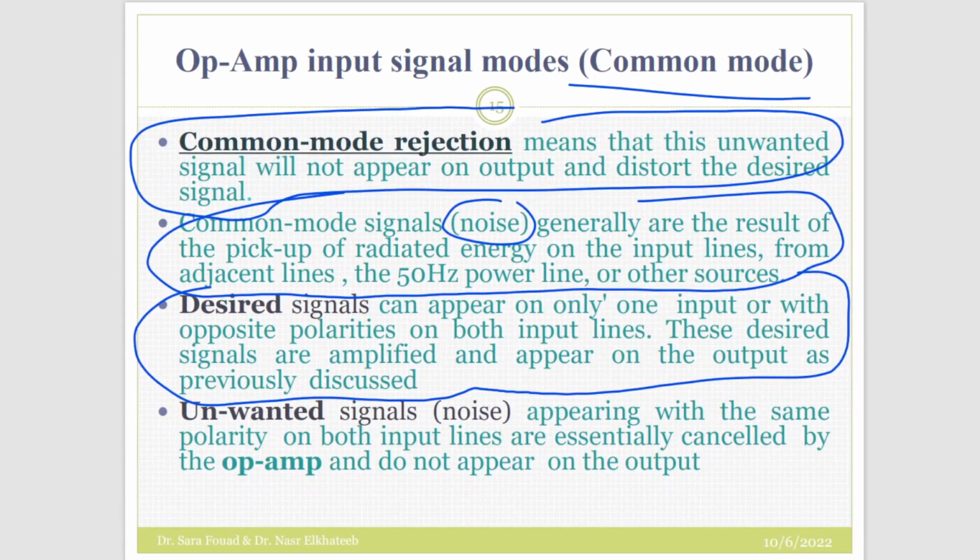The unwanted signals, also known as noise, appearing with the same polarity on both input lines are essentially cancelled by the op amp and do not appear on the output. So that means the unwanted signals are going to be cancelled based on the concept of common mode rejection.